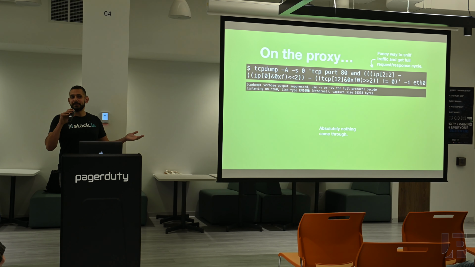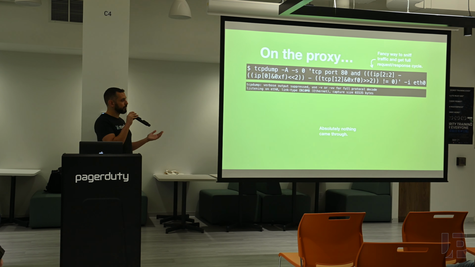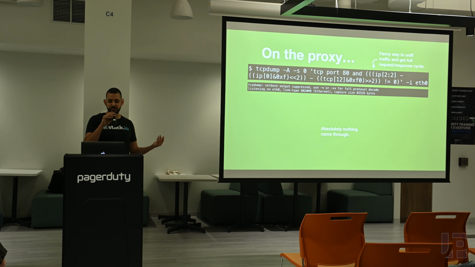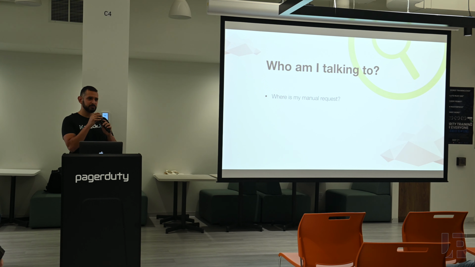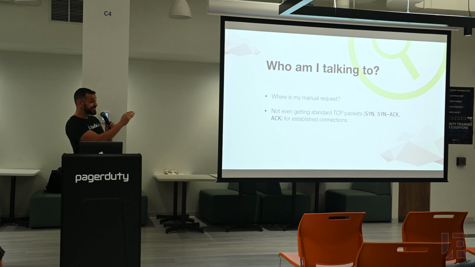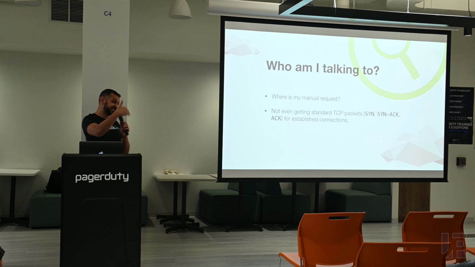However, there was absolutely nothing. When we issued the manual request, nothing came through on the other side. Nothing at all. So who the heck am I talking to? Where is my manual request? I should at least see that. I should at least see standard TCP packets, like I did a handshake, right? I should see SYN, SYN-ACK, and ACK for established connections, but I didn't get that either. So who am I talking to?